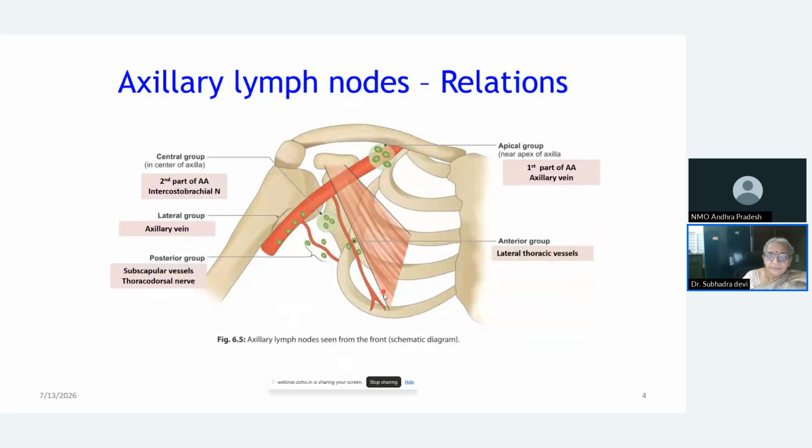And if you see here, look at the anterior group, because you can see the axillary artery, pectoralis minor, and the lateral thoracic vessels. That's why this is the anterior group.